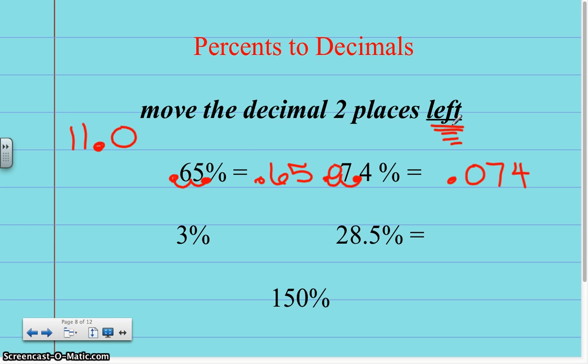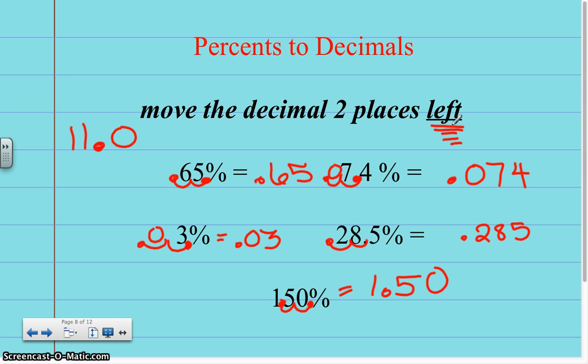Okay, 3%, we have the decimal right here. I need to move 1 spot. I need to move another. Add a placeholder 0, and this turns into 0.03. 28.5, scoot it 1, scoot it 2. This turns into 0.285. 150%, scoot it 2 spots, scoot it 1, scoot it 2. I'm right in between the 1.5, so it's just 1.5. Put the 0 at the end, it's equivalent. It does not matter.